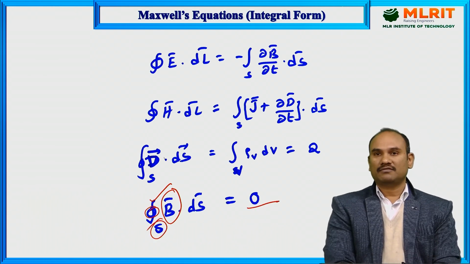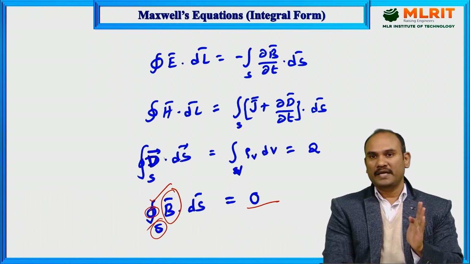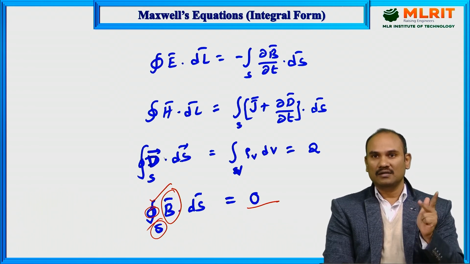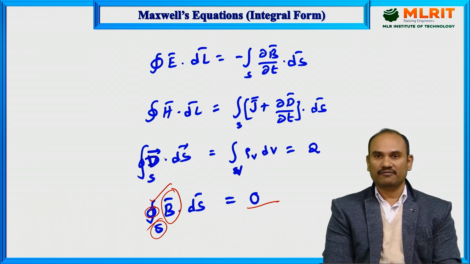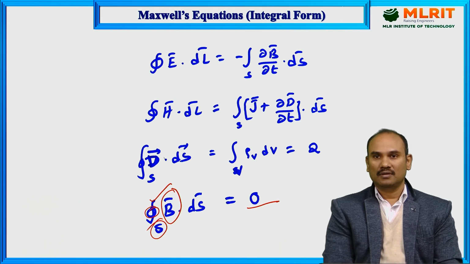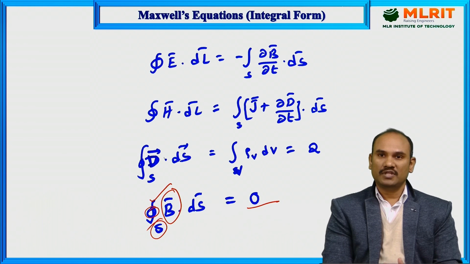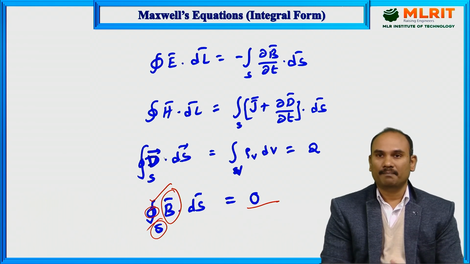So Maxwell's equations are 4 in number. They are based on Ampere's law, Faraday's law and Gauss law. They can be written in two forms, integral form and differential form. They involve two operations, divergence operation and curl operation. They are written on 4 quantities: electric field, magnetic field, electric flux density, magnetic flux density. 2 fields, 2 flux densities, 2 each in the electric and magnetic domain. So with this we come to an end of the discussion on Maxwell's equations.